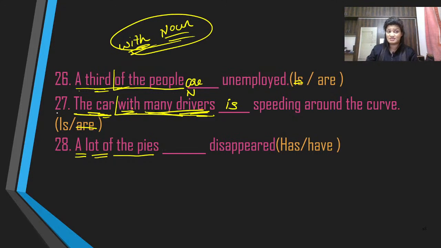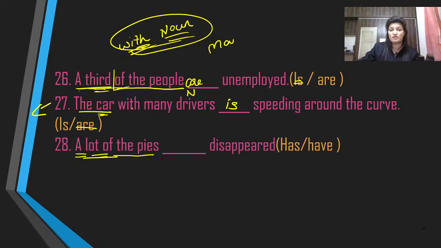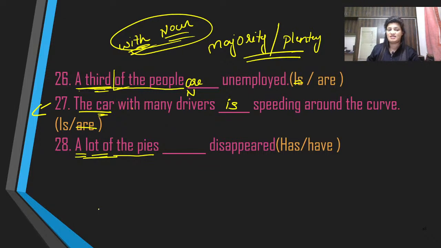I know this is the confusion that I'm talking about. In these kinds of sentences, you can see a third of, a lot of, a majority of, or even plenty of. When you have sentences beginning with those, you only consider the noun in the prepositional phrase. So obviously the pies is plural, therefore have is the answer.